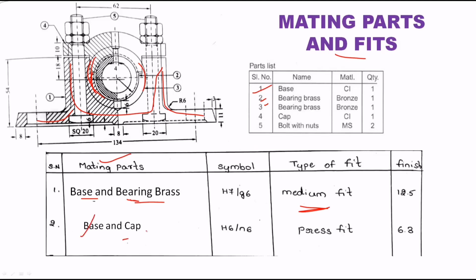Next is base and cap. Again, this base is mating with this cap. This above portion is nothing but the cap. The fourth part is the cap. That cap is mating with the base. That type of fit is nothing but press fit. So these are the two important pairs mating together.